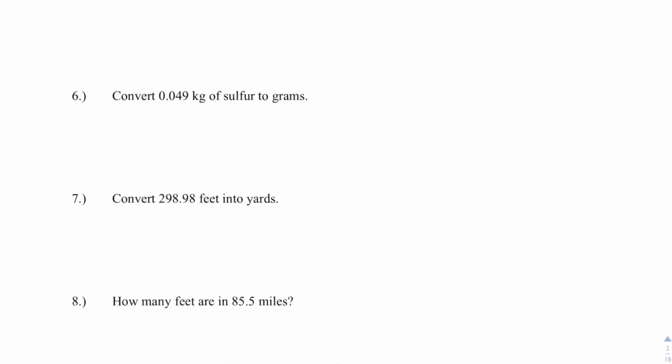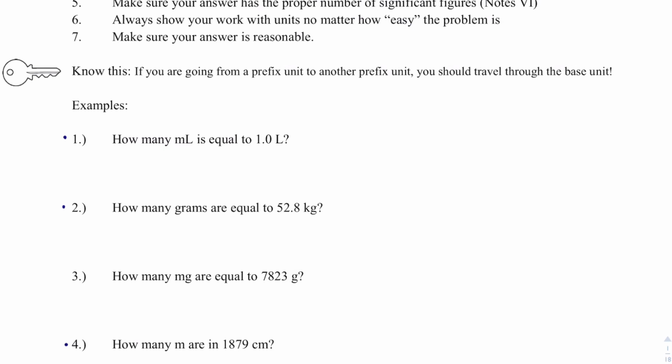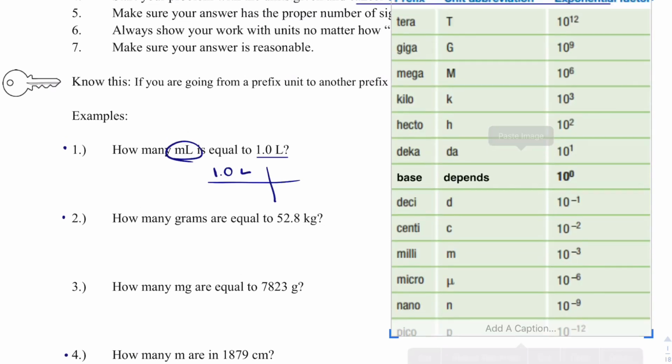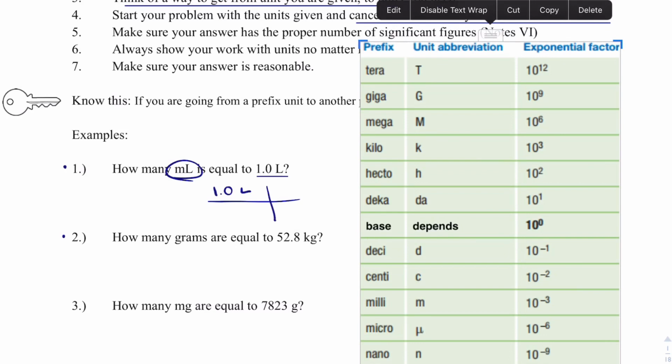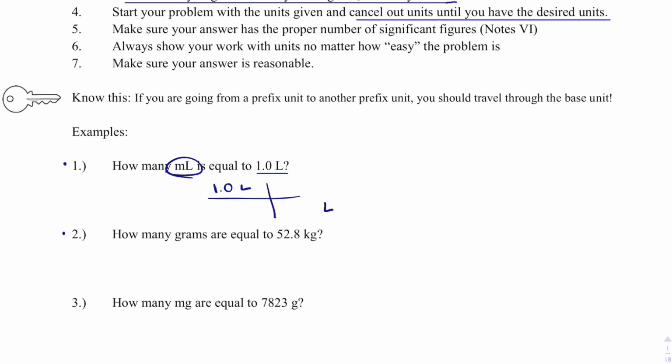So let's go back and we'll start with number 1 and we'll just do some examples. It says we have 1 liter. It wants to know how many milliliters. So I'm going to write down 1.0 liters. And liters is a base unit. And the thing that's nice is that when you have a base unit, you can go from the base to anywhere in one step. So what I'm going to do is I'm going to put liters here and milliliters here.